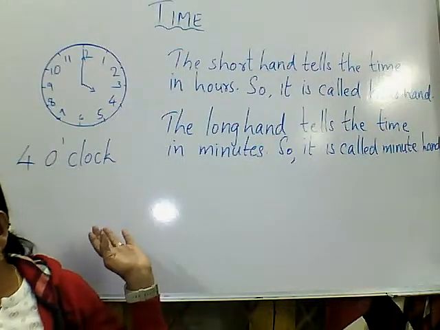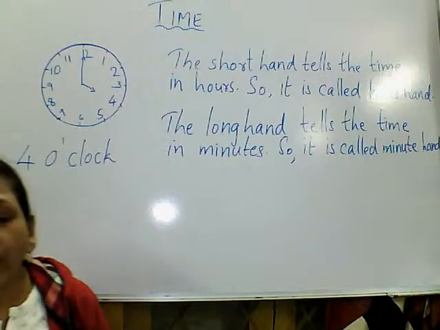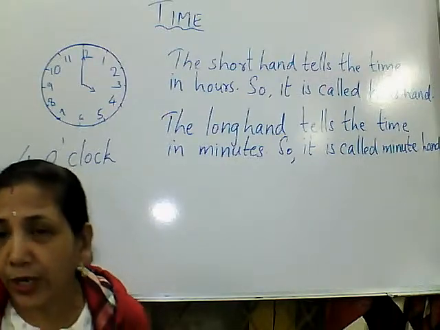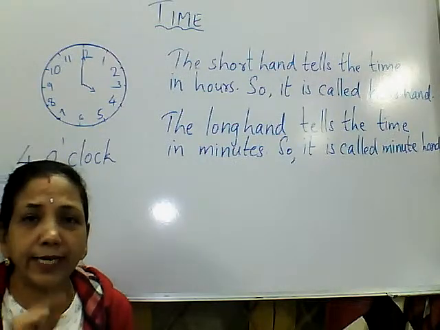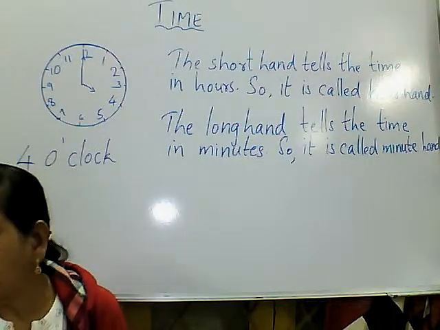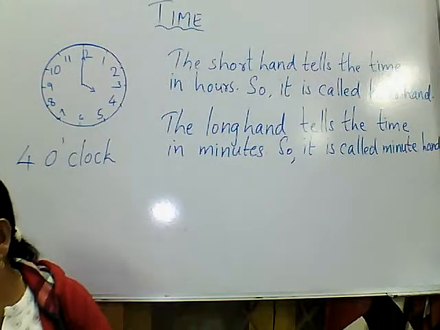Yes, it is 4 o'clock and 3 o'clock. So while telling the time in English, you have to use o'clock, 3 o'clock, when the minute hand is at 12. Okay. Now note down this.